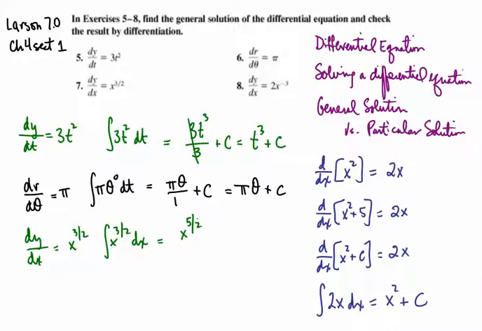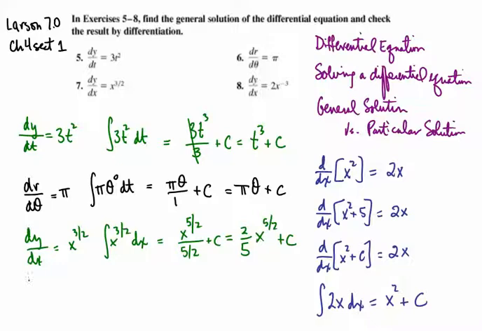Then we're going to divide by 5/2 plus c. But dividing by 5/2 is the same as multiplying by 2/5. So in the future, I'm just going to go directly to multiplying by the reciprocal of the new exponent. And so we get 2/5 x to the 5/2 plus c. That's the general solution, again, to the differential equation.